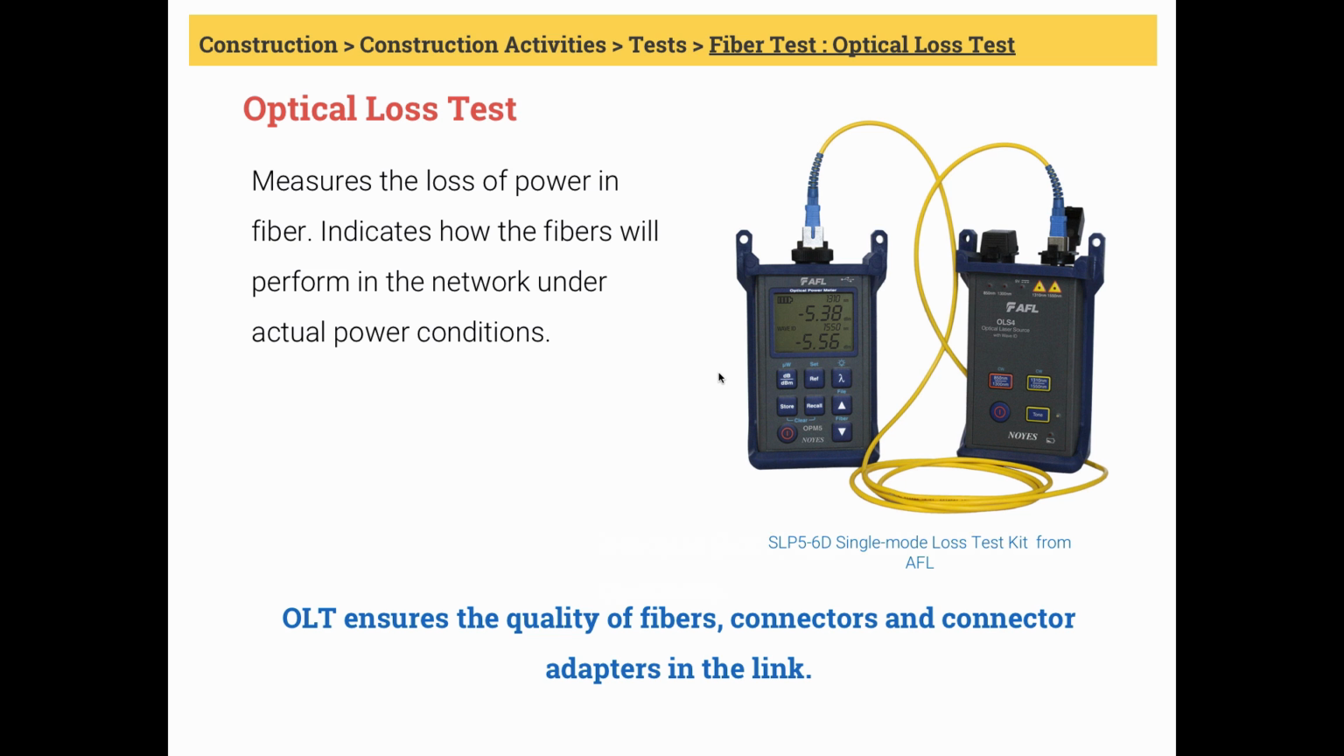Laser source feeds a known quantity of power input into one end of the fiber, and the power meter measures the output of the optical signal on the other end and reports the loss over the fiber. Again, this is important.